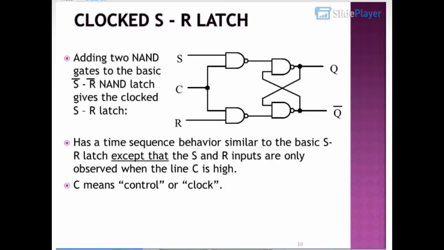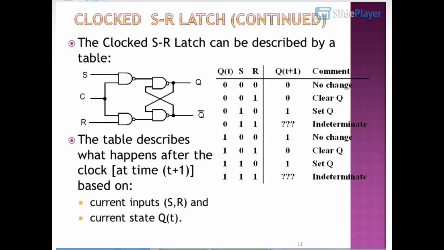Clocked SR latch. Adding two NAND gates to the basic SR NAND latch gives the clocked SR latch. It has a time sequence behavior similar to the basic SR latch, except that the S and R inputs are only observed when the line C is high. C means control or clock. S, R, Q, C. Clocked SR latch, continued.